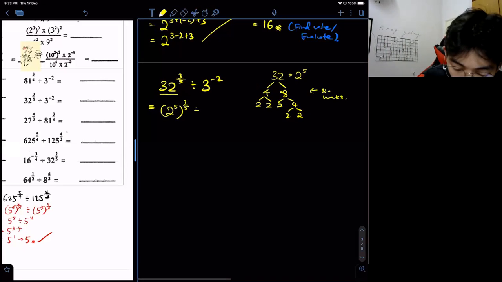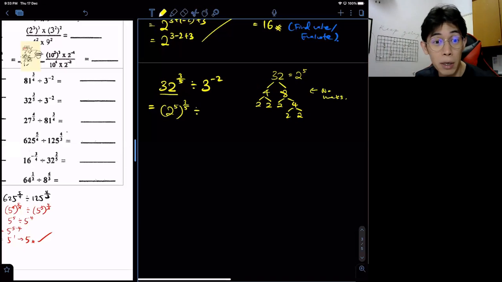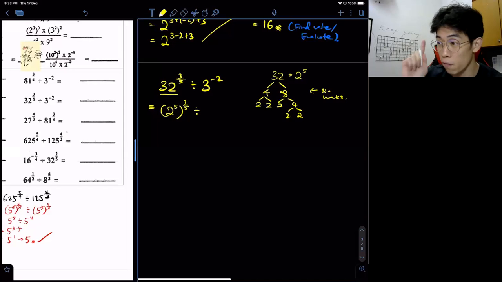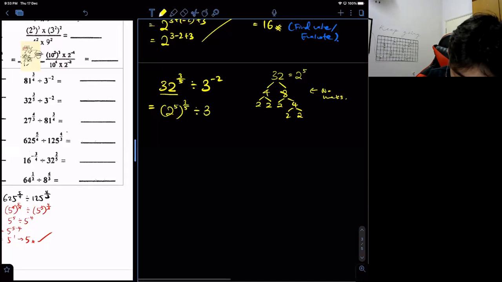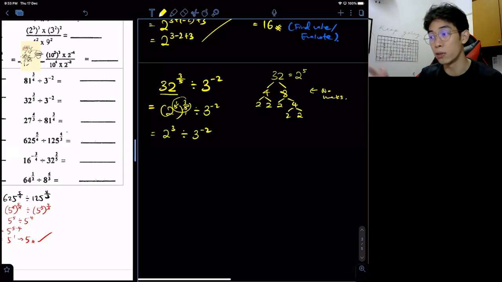Okay, so the divide by 3 is already the smallest base, correct? Perfect, Ira, very good. 3 power negative 2. Then, cutting 1 1, you get 2 power 3 divided by 3 power negative 2. This is the one.